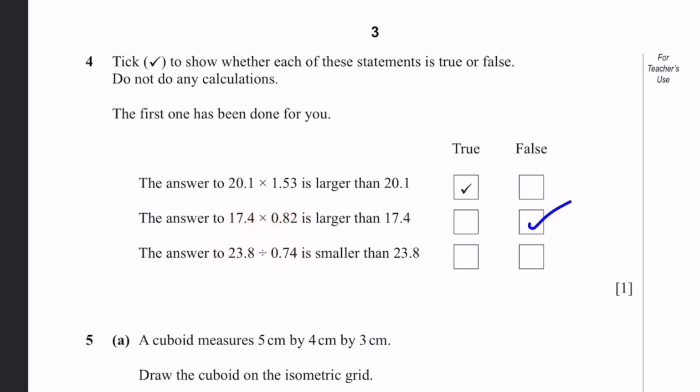23.8 divided by 0.74 is smaller than 23.8. 23.8 divided by 0.74 is equal to 23.8 multiplied by 100 by 74. And 100 by 74 is greater than 1. And therefore, this is also false.